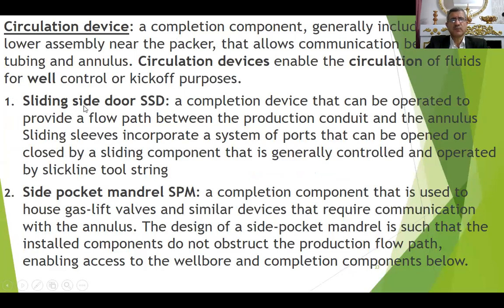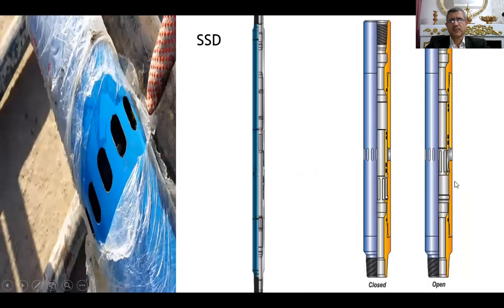Circulation devices, we have two types, sliding side door and side pocket mandrel. This is side pocket mandrel. We have a sleeve here. It has holes and the fixed holes here. When we move this sleeve up, then it will be like this. Then we can do circulation, either reverse circulation from annulus to tubing or from tubing to annulus. This is forward circulation. So this is closed, this is open, and this is the SSD, sliding side door.